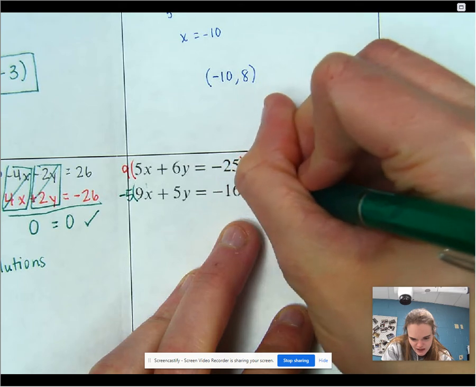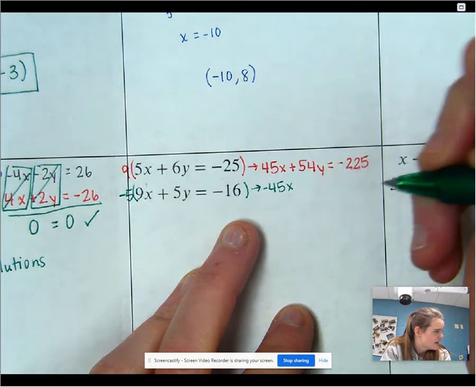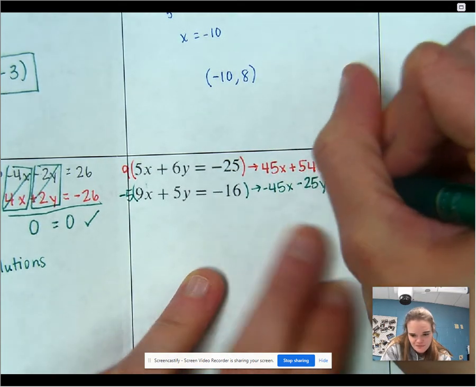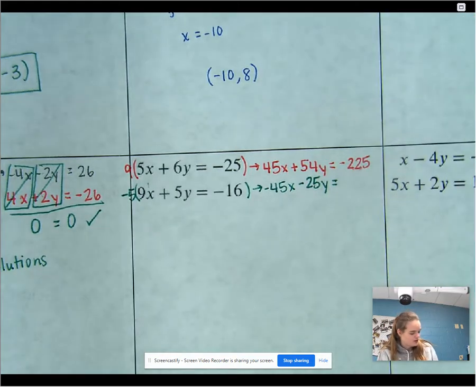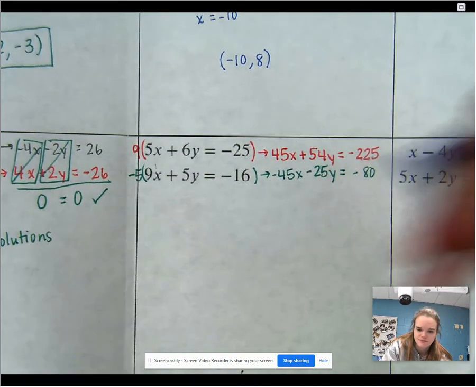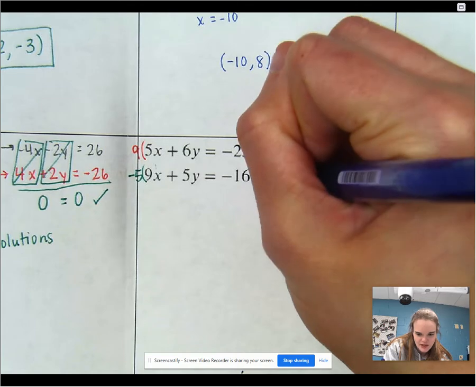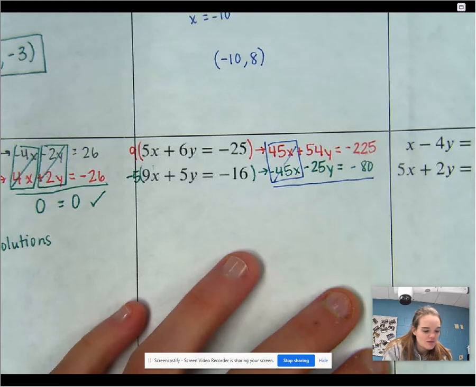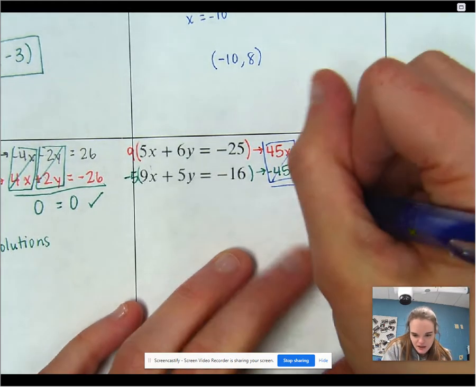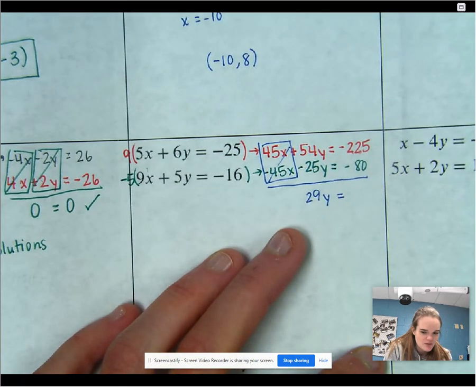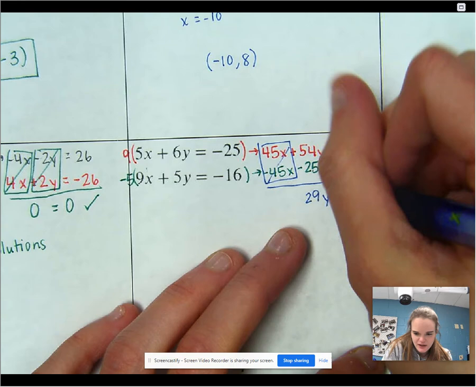Okay, negative 45x, and if we've done it correctly, these should cancel, and they will, minus 25y equals 16 times 5 is negative 80. We'll add straight down. These are the ones that cancel. If you swap every time, the x's always the ones that cancel. 54 minus 25 is 29y. And negative 225 minus 80 is negative 305.